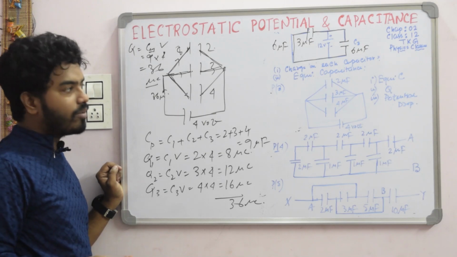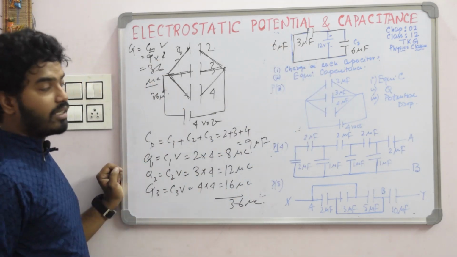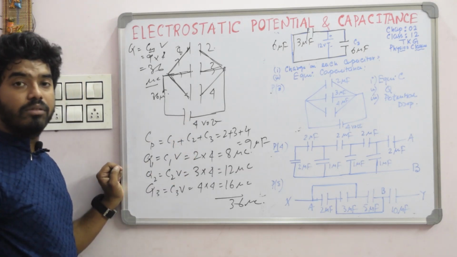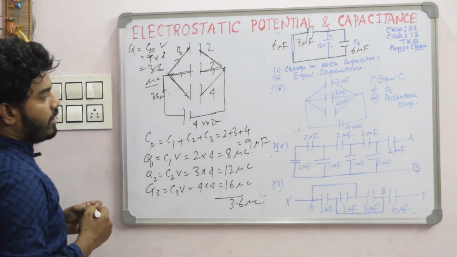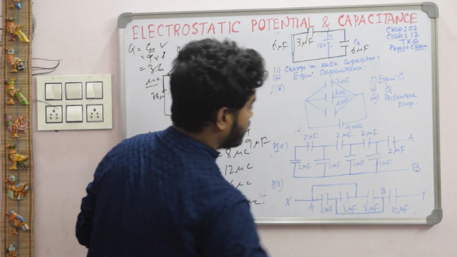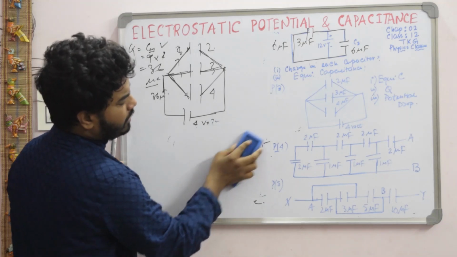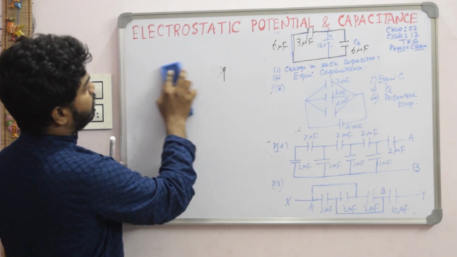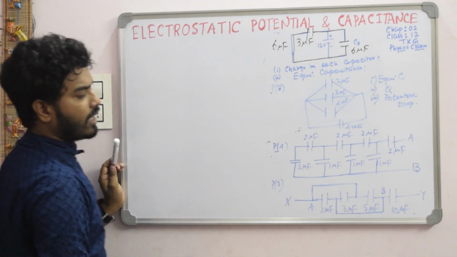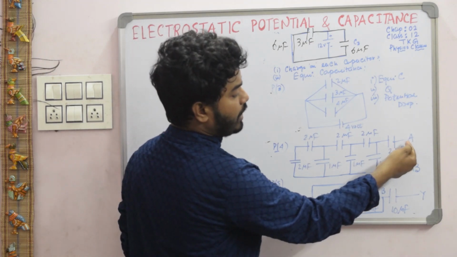Now the third case, the potential drop. What will be the potential drop? Here all are connected in parallel, so the potential drop across each capacitor remains 4 volt, that is constant. Okay. Now solve problem 5, and problems 4 and 5 are series and parallel combination problems. Just check problem 4. Here a number of capacitors are given in a circuit, and you have to find the equivalent capacitance between A and B.